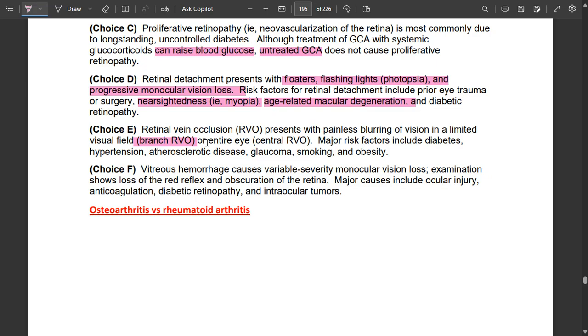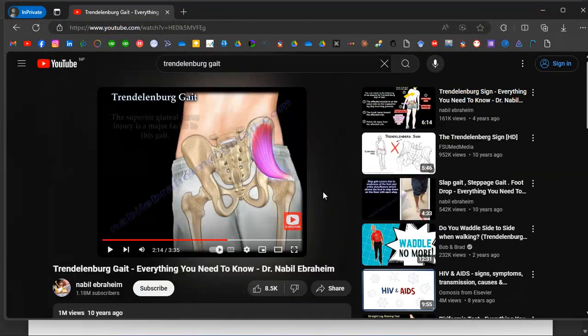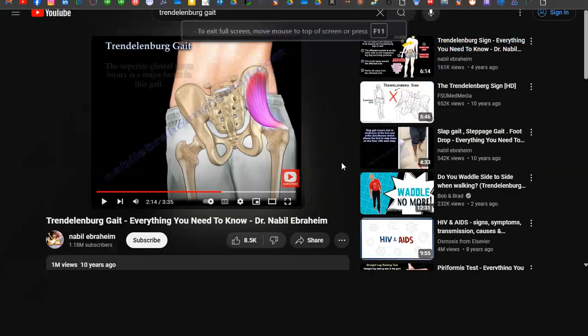Vitreous hemorrhage causes variable severity monocular vision loss. So monocular vision loss can occur in vitreous hemorrhage; only one eye can be affected. Examination shows a loss of red reflex. So loss of red reflex is seen, and obscuration of the retina can be seen. Major causes include ocular injury, anticoagulation, diabetic retinopathy, or intraocular tumor. So they can cause it. All right, buddies.